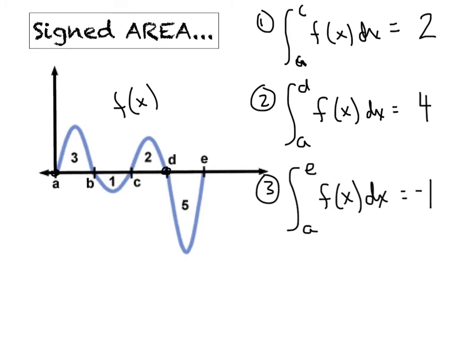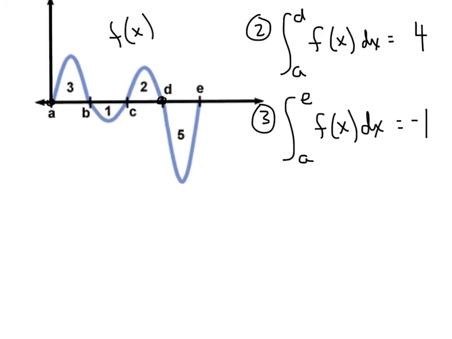Alright, now let me try to spice it up a little bit more. What if I wanted to go from B to D? Lower bound of B, upper bound of D. How much net area have you accumulated within that space? -1 plus 2, I think we've got a net area of 1.